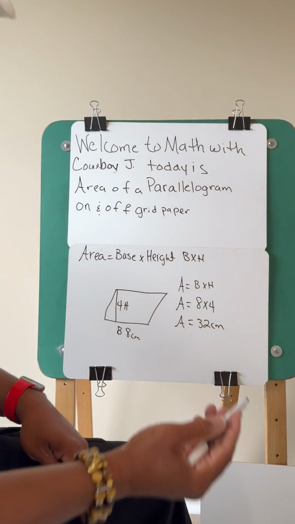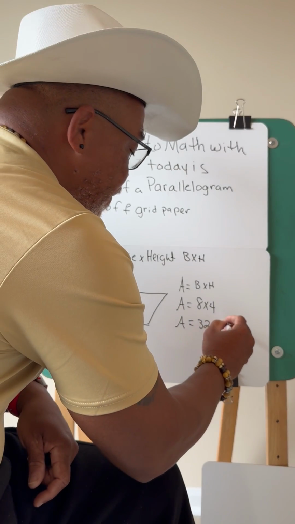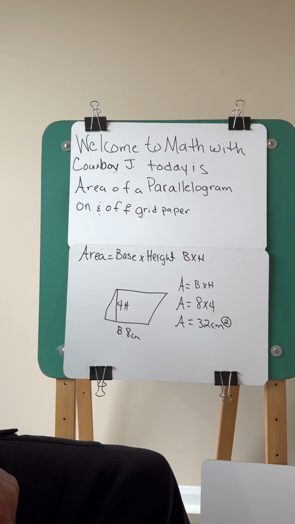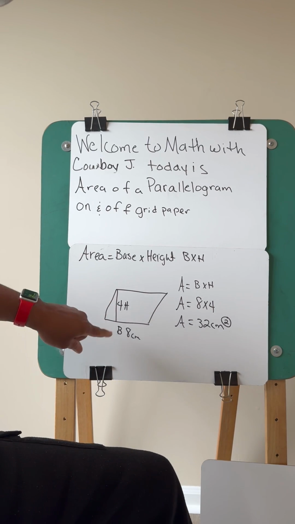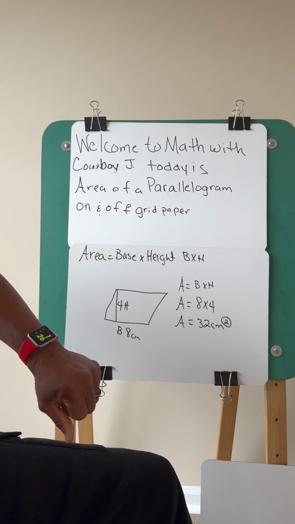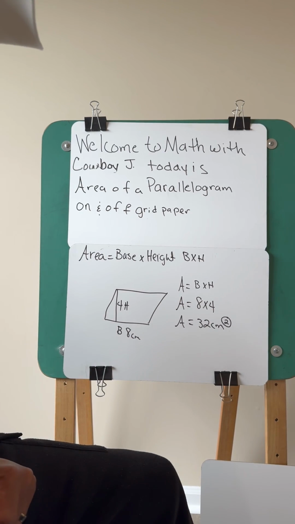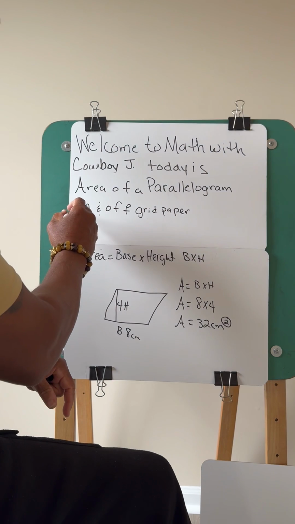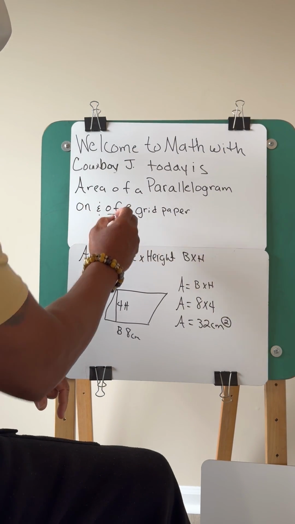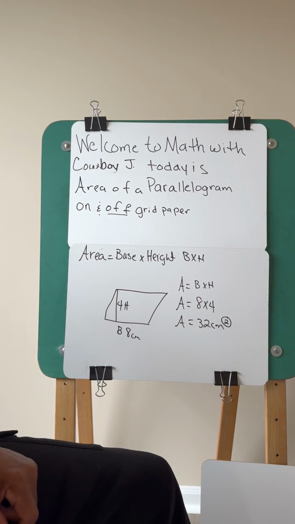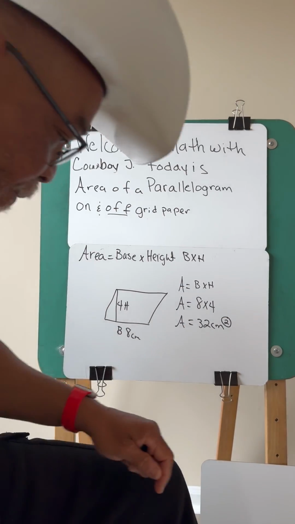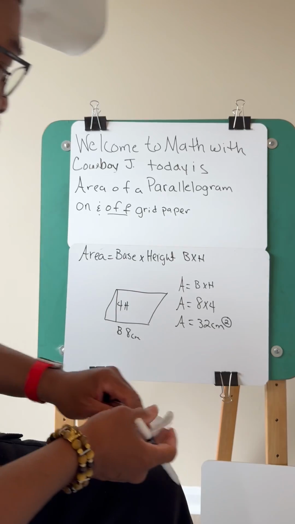And since we're talking about area, it's always squared. So again, base times height. That's how you find the area of a parallelogram when it's off grid paper, which means it's not on grid paper. It's just a regular drawing. Let's get another one.